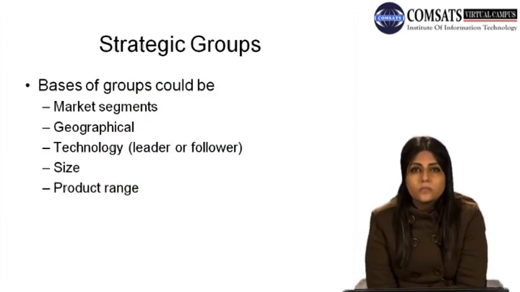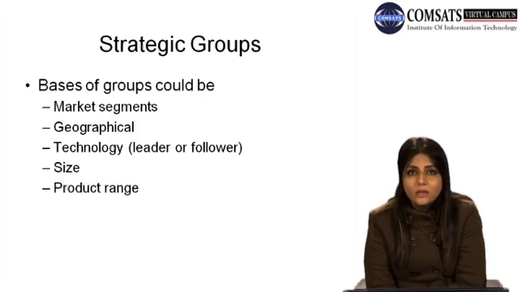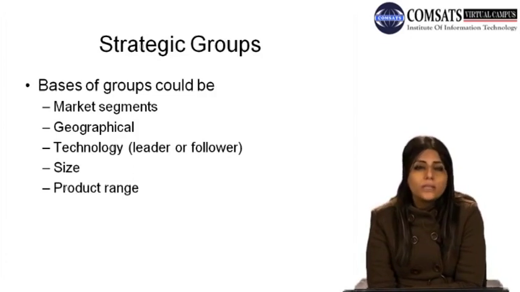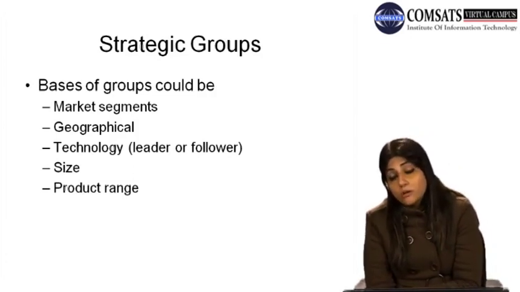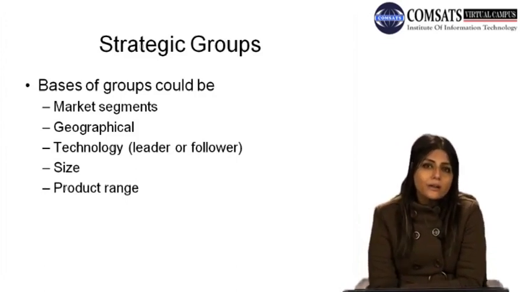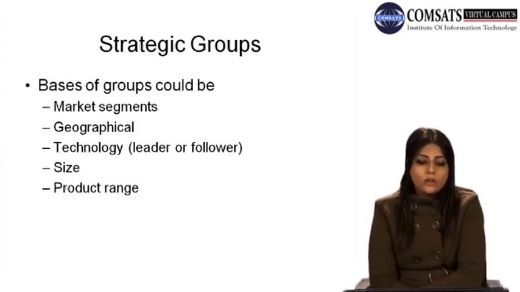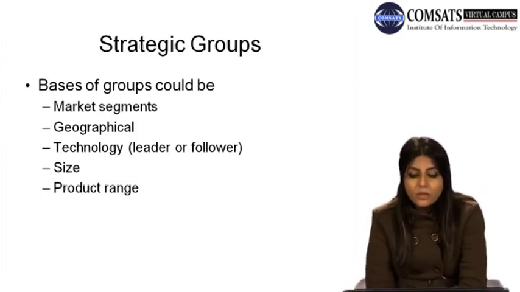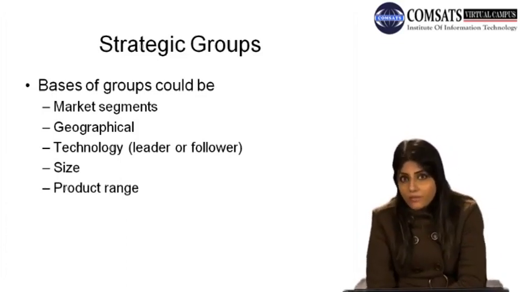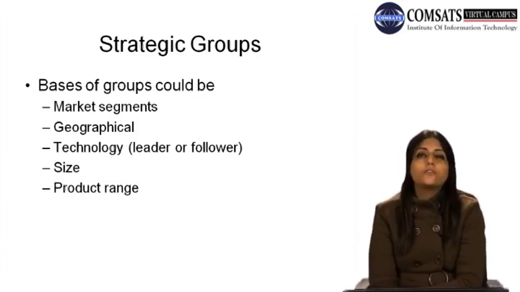So we have the strategic groups, the direct competitors, which is the innermost layer that the organization has. An industry is where one or more firms are producing similar products, but the competitors are where strategic groups is an example of the competitors, where the market segment is similar, where the geographic location is similar, where the technology is similar, whether it's leader or follower, where the size of the firms is similar and where the product range is similar.